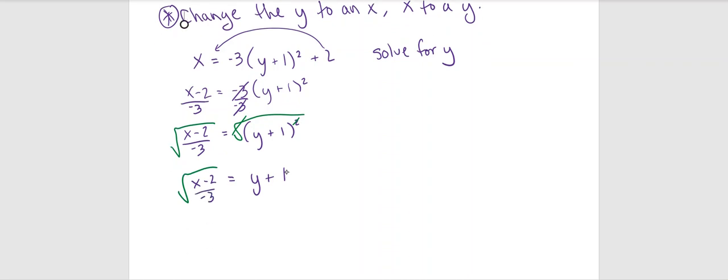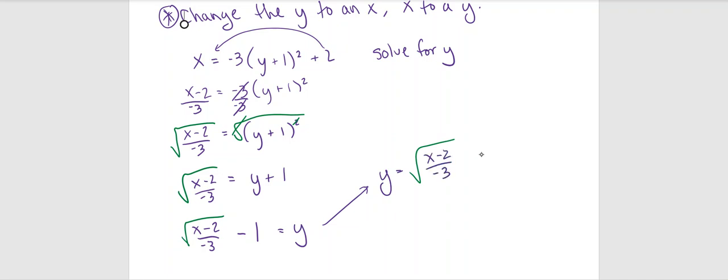And then our last step is taking that 1 and bringing it over. The 1 will not be underneath the square root. It will just be by itself, which is now a negative 1, and it will equal y. And then we can change this to look kind of the other way. So y is equal to the square root of x minus 2, all divided by negative 3, subtract 1. And that's your final answer.